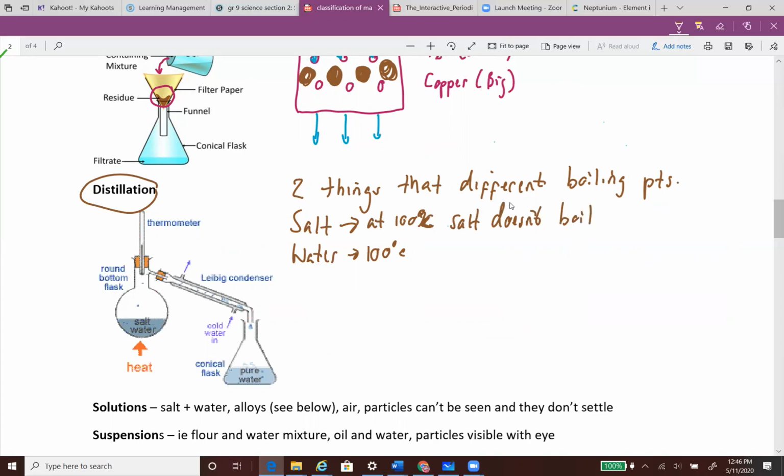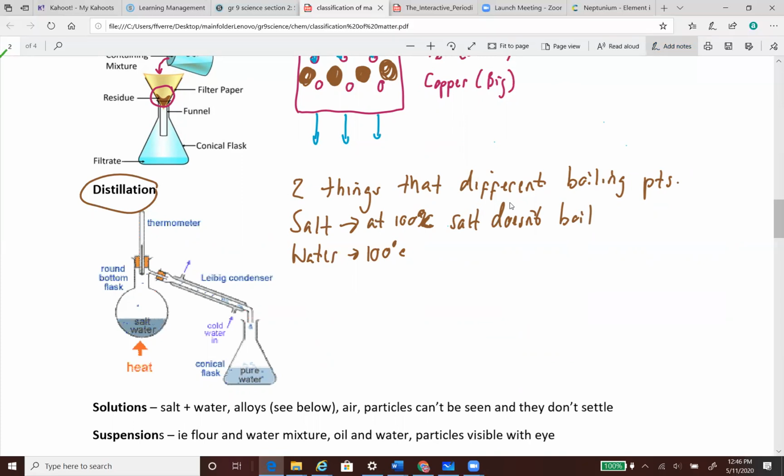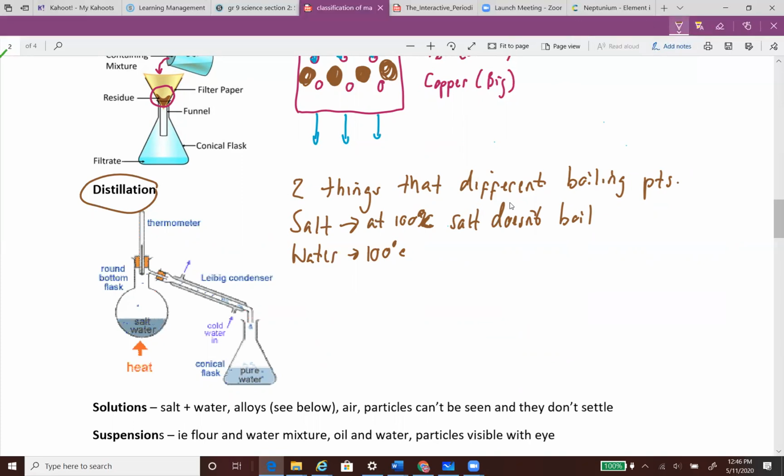Okay, so what does that mean? So if I take salt water, let's imagine I have a beaker. Here's my beaker. And I have the two particles in there, okay? I have salt and I have water.